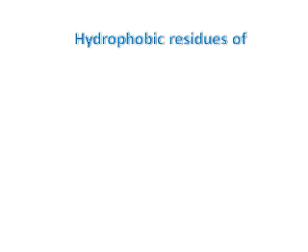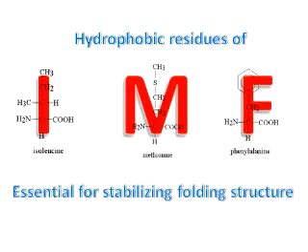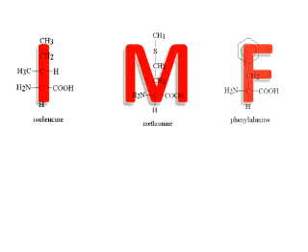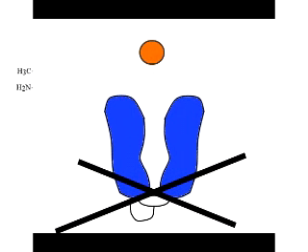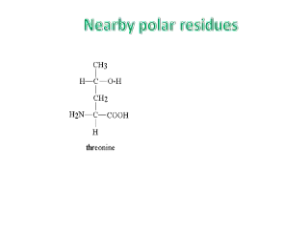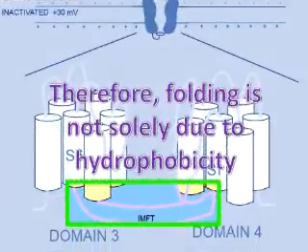The hydrophobic residues of the IMF motif, isoleucine, methionine, and phenylalanine, are essential for stabilizing the folding structure. Previous studies have shown when the phenylalanine is removed from the motif, the inactivation gate no longer folds, and inactivation in general is hampered. Nearby polar residues such as threonine and the negatively charged glutamate have been identified in other studies to also aid in folding, suggesting that folding is not solely due to hydrophobicity.